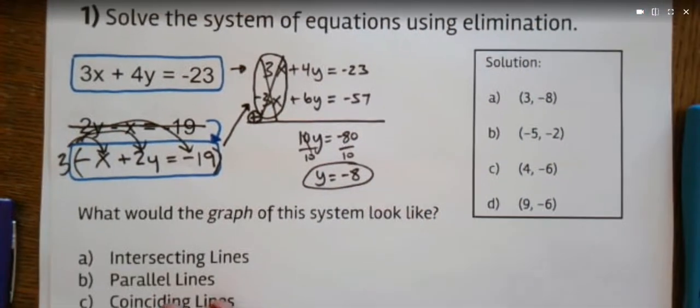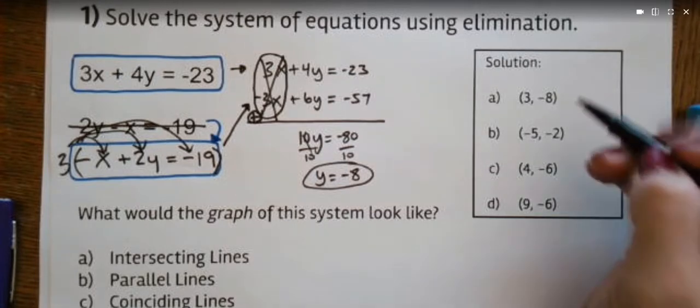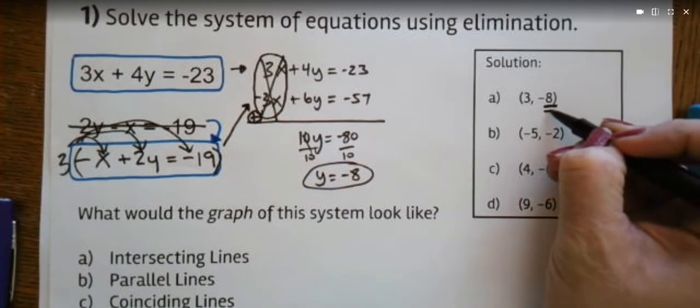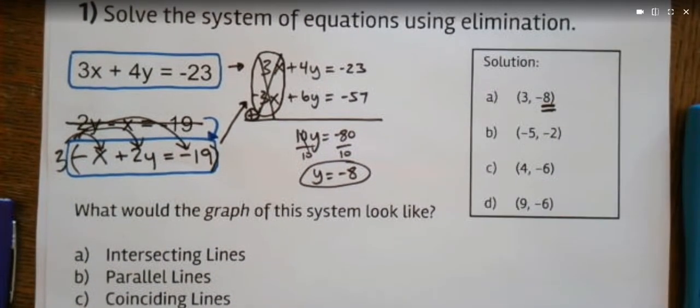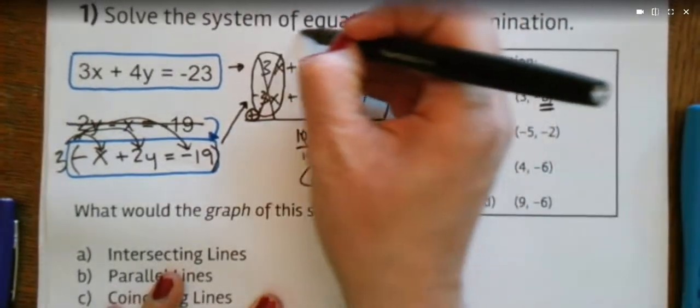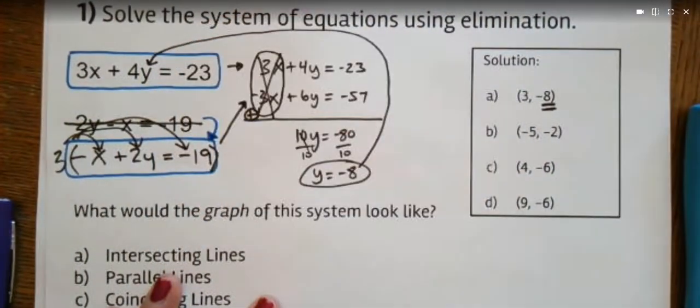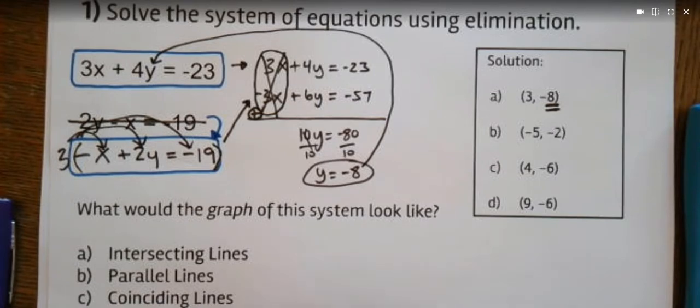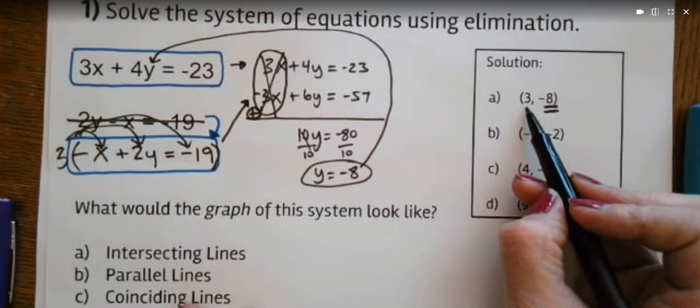Now take a look at the answer choices here. Oh, fancy that. This one is the only one that has the y coordinate of negative 8. So right now I'm thinking that the answer is definitely A, but I just want to be sure. So I can go ahead and plug that y coordinate into one of the other equations. And then I can just check to be sure that the x value is in fact 3.